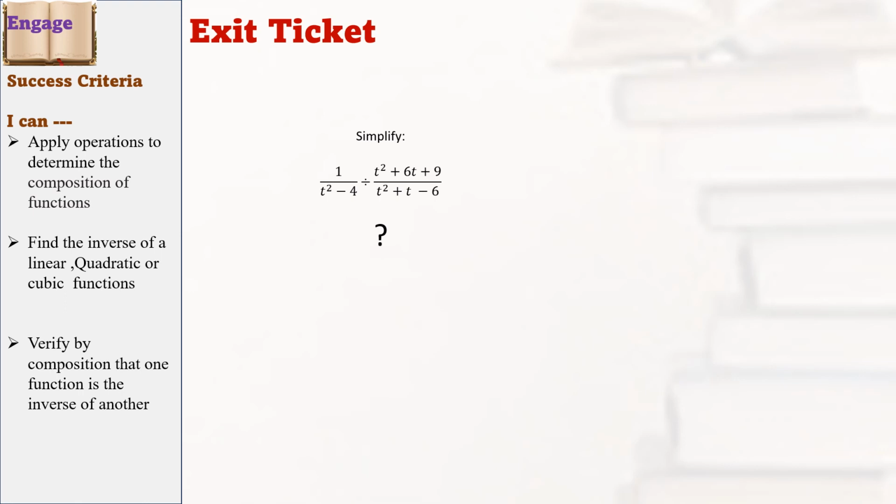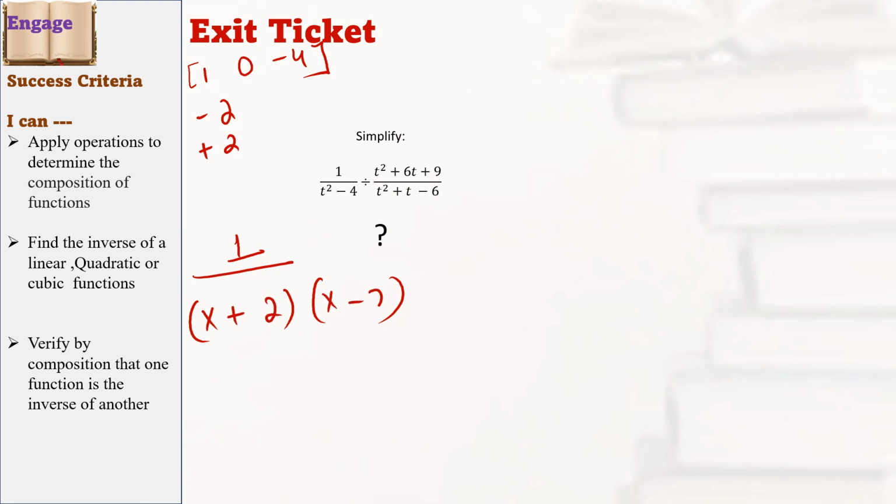Okay, so welcome back. 1 over t square minus 4. So when you factor, you have to write 1, 0 and negative 4. The answer will be negative 2 and positive 2. When we factor, we write the x, but we change the sign. So we will write plus 2 and minus 2. Divide changes into multiply. This goes in the top and that comes in the denominator.